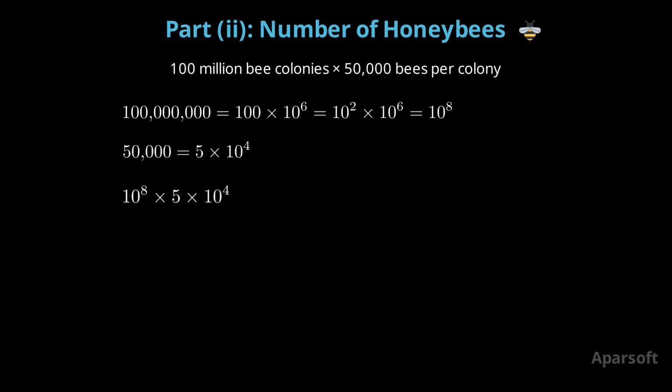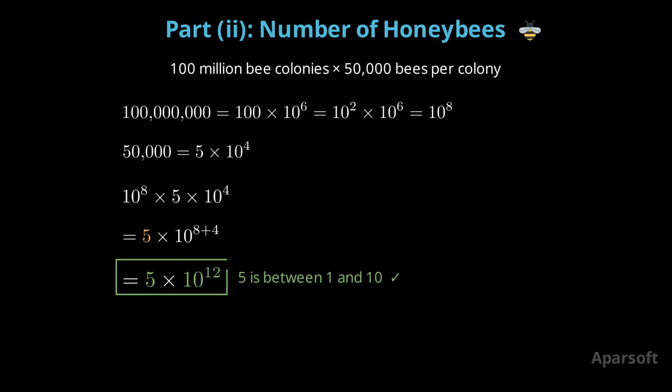Now multiply 10 to the 8 times 5 times 10 to the 4. The coefficients give us 5 and the exponents add up. 8 plus 4 equals 12. So 5 times 10 to the 12. 5 trillion honeybees. And this time, 5 is between 1 and 10, so we are already in proper scientific notation.